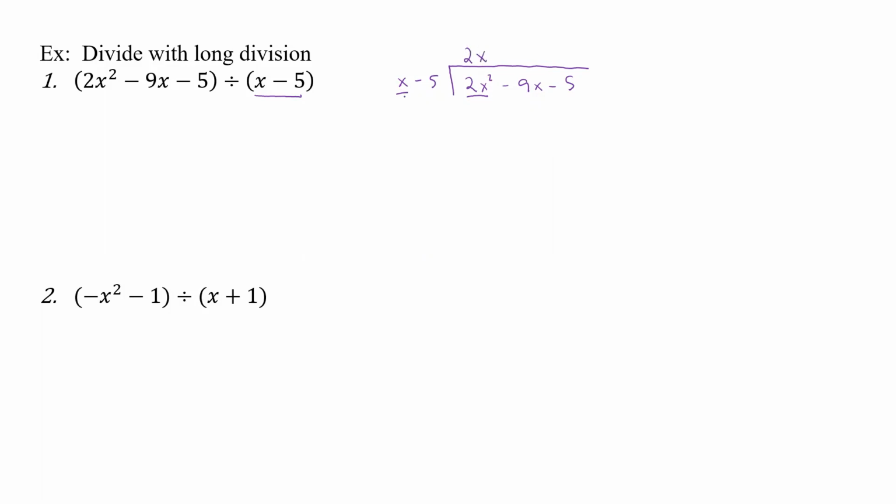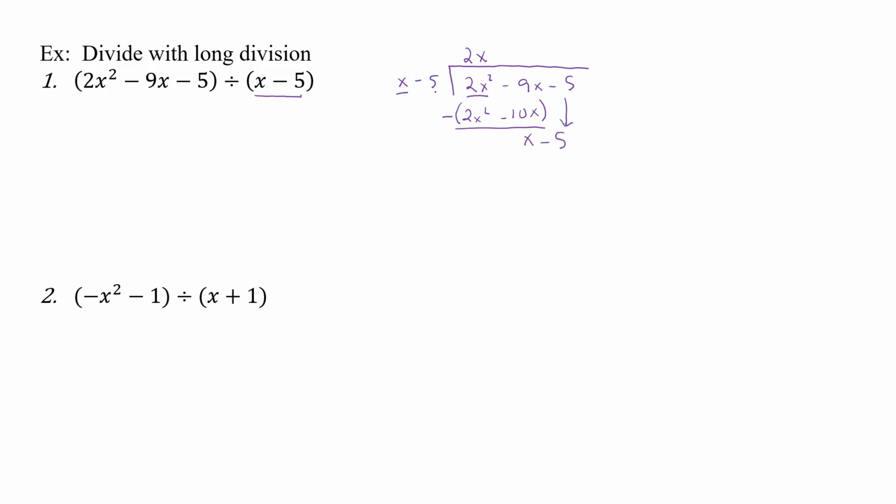So if we take 2x now times the binomial x minus 5, that gives us 2x squared minus 10x. Now remember, we subtract, and since we have multiple pieces now, I'm going to put everything in parentheses and say subtract that whole thing. So now I have 2x squared minus 2x squared is 0x squared, so we're just going to leave that alone. We have a minus 9x plus 10x, so that's going to give us x. Now we bring down the next piece, which is x minus 5.